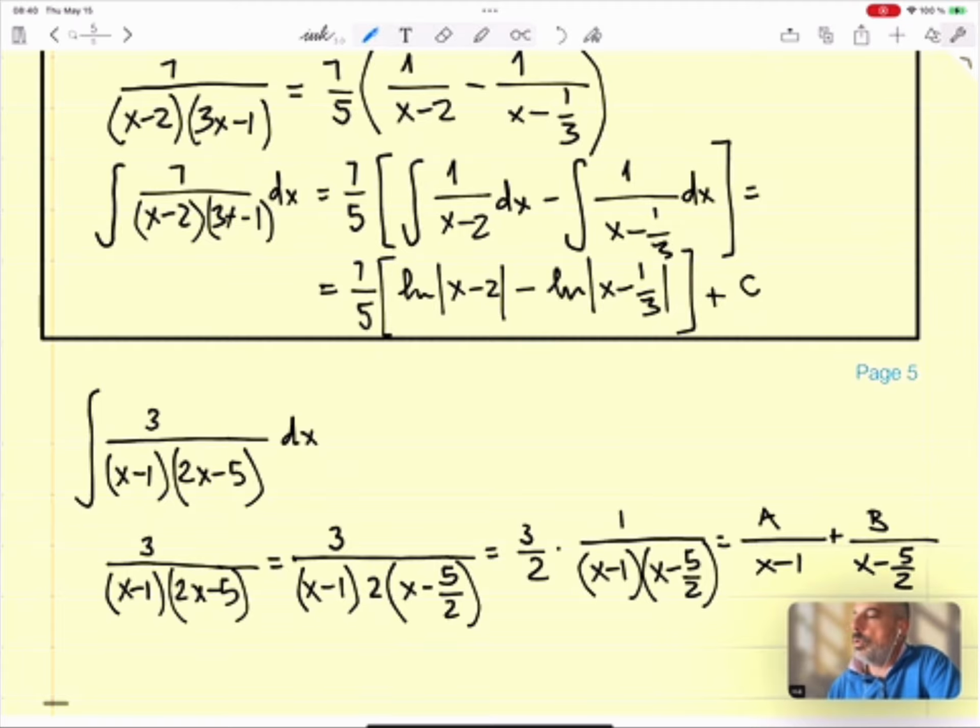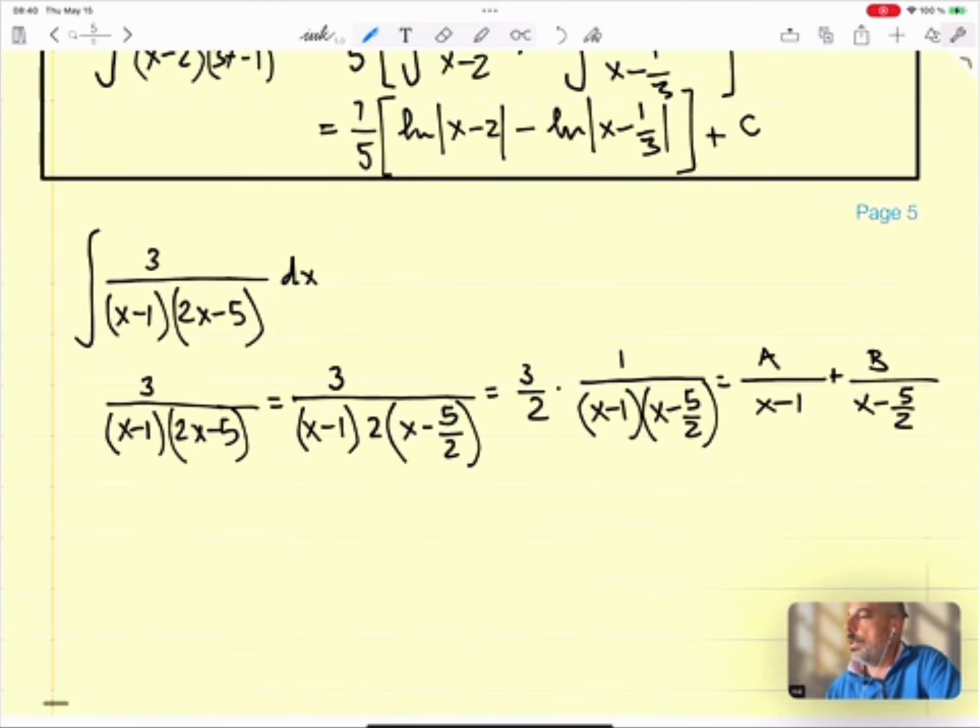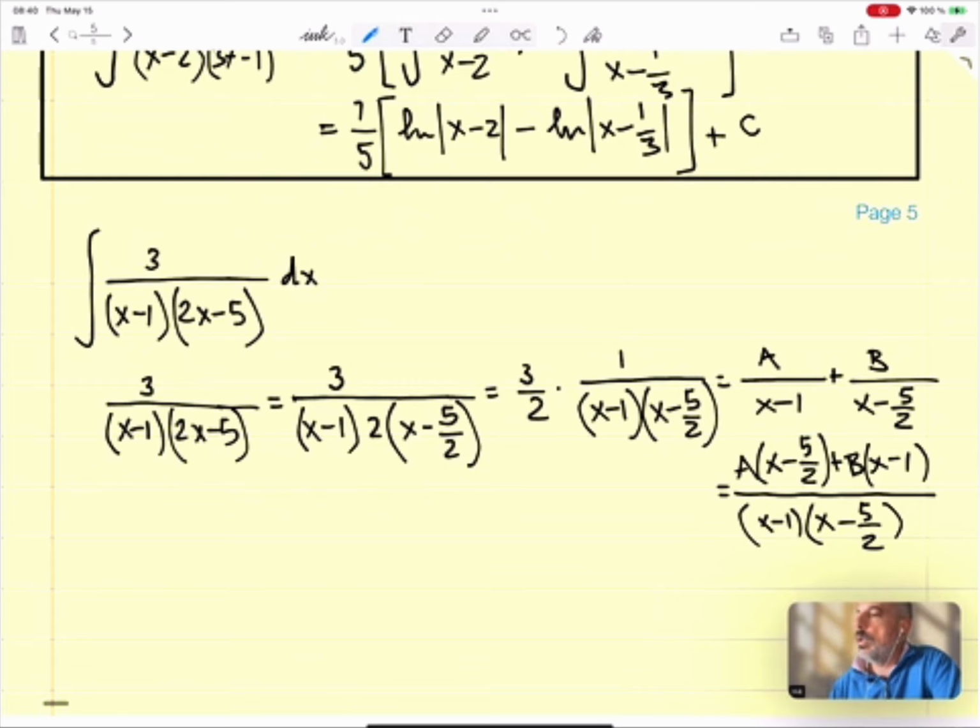So now we need to know what a and b is. Okay, so this equals a times (x - 5/2) plus b times (x - 1), divided by (x - 1)(x - 5/2). Good. Then I say 3/2 equals a times (x - 5/2) plus b times (x - 1).